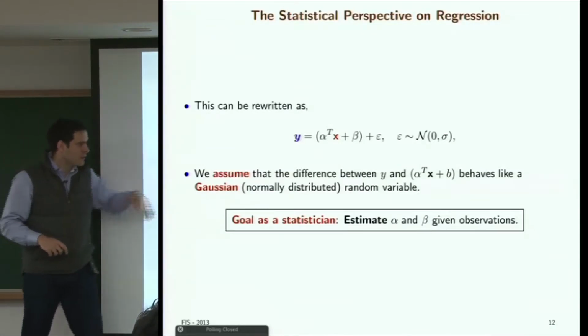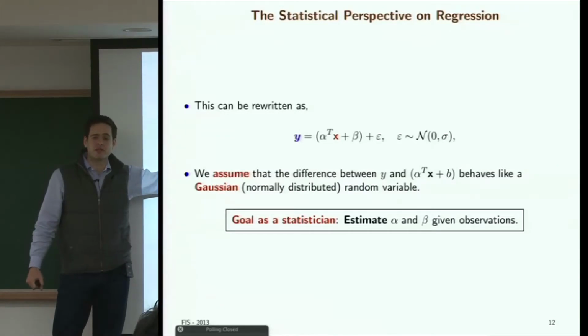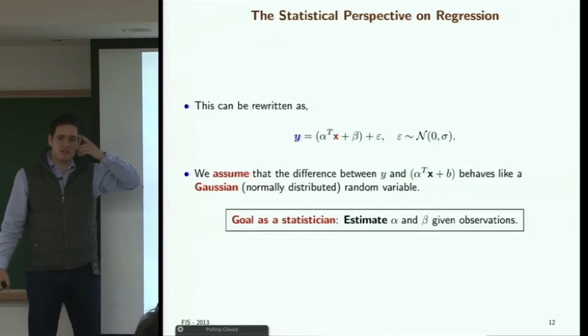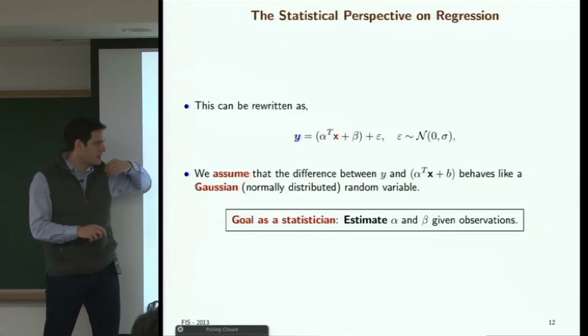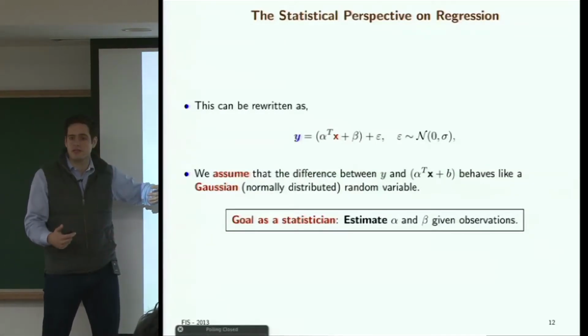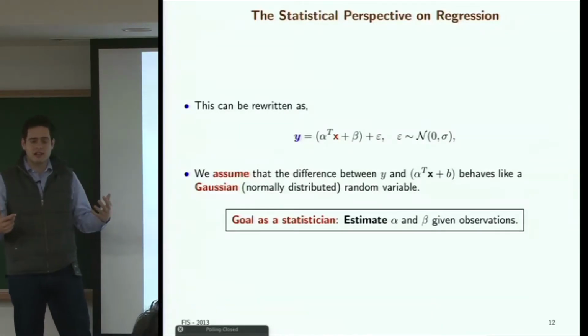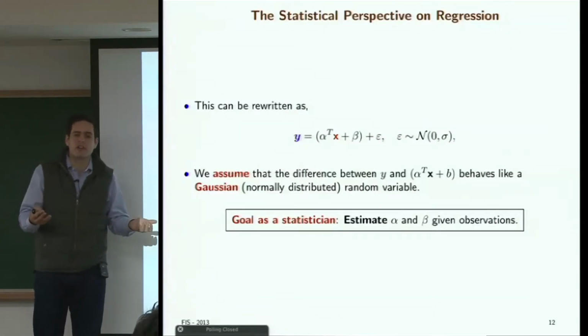So if you start from this assumption, the goal as a statistician, at least as a frequentist statistician, is to try to guess alpha and beta using data. Okay? So it's slightly different, I'd say it's a better motivated approach.